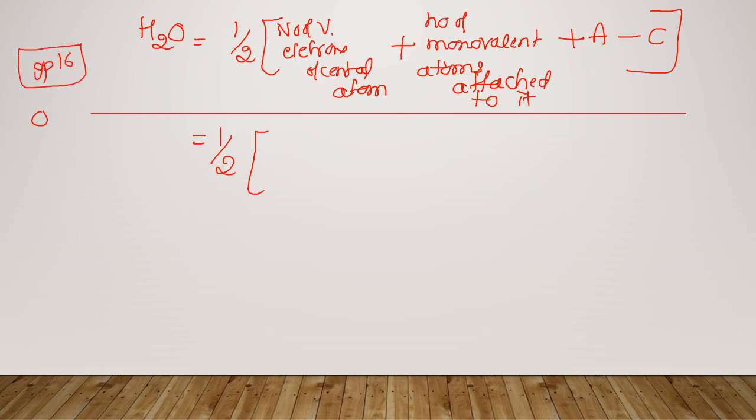Therefore, the total number of valence electrons in oxygen is 6, plus the number of monovalent atoms attached to it. Are there any monovalent atoms attached to the oxygen atom in the water molecule? Yes, of course. Oxygen is bonded to two hydrogens, where the hydrogen atom is monovalent. It comes under the first group, no? Therefore the valency of hydrogen is 1. So it is monovalent. How many such atoms are there? 2.